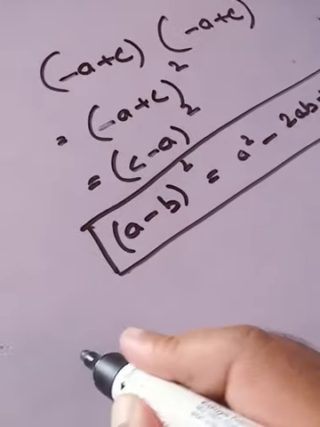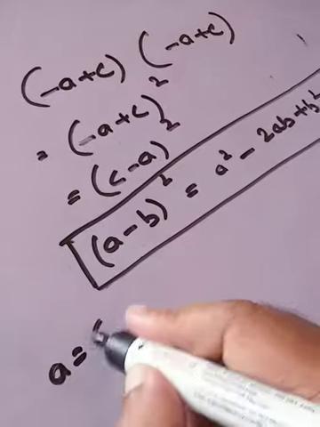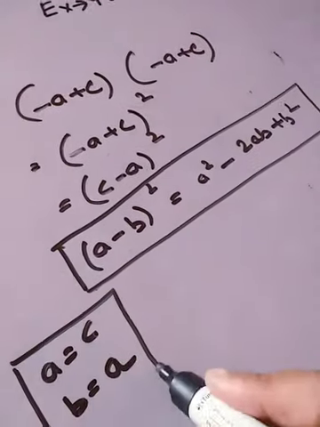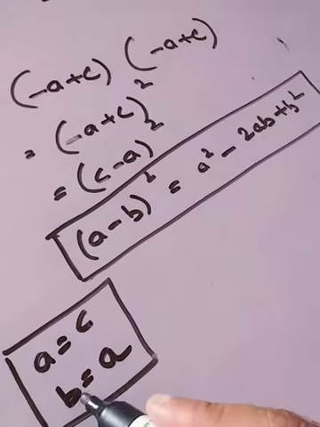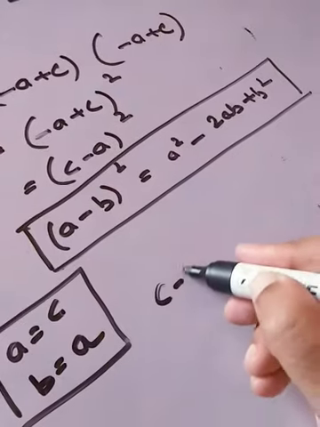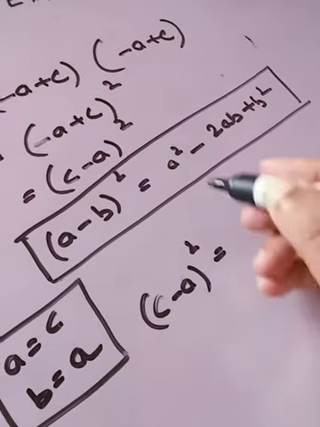Now what is a? In place of a, what is there? C. And in place of b, what is there? It is a. Remember, wherever you see a, you have to write c. And wherever you see b, you have to write a. Okay, so we'll write this: c minus a whole square equals to, what is the first thing?